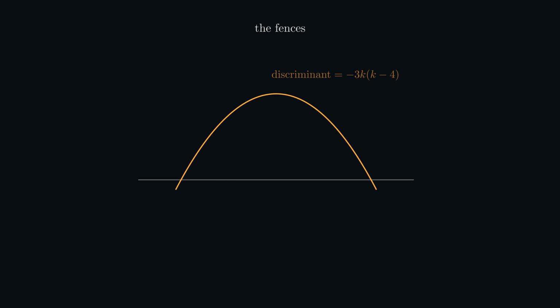Now the fences go up. For x to be a real number, the discriminant cannot be negative. Compute it, k squared minus 4 times k squared minus 3k. That simplifies to minus 3k times k minus 4, an upside-down parabola through 0 and 4. It is non-negative exactly when k lies between 0 and 4, inclusive.